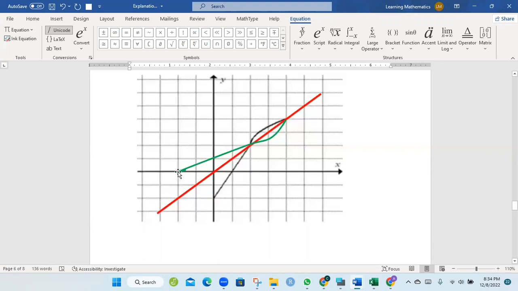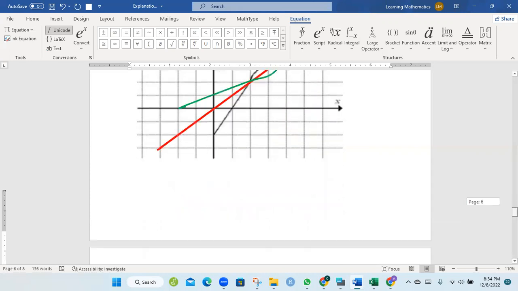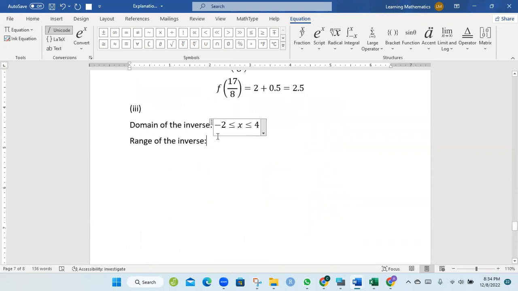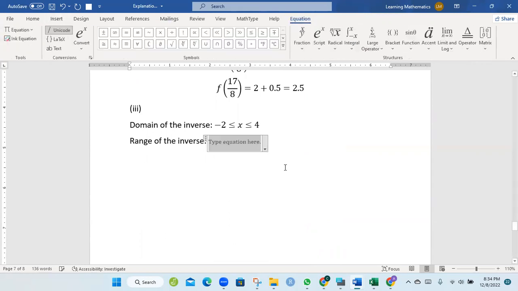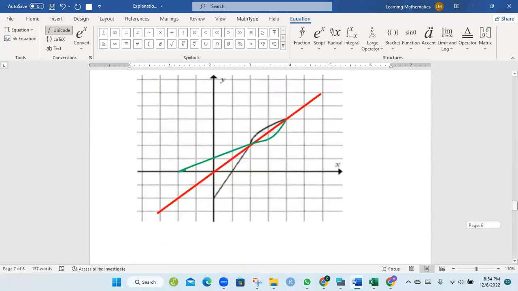And the range now will be from 0 to 4: 0, 1, 2, 3, 4. That will be the range of the inverse. The range are the y values, so we have to use the letter y, from 0 to 4. That will be the range of the inverse. Remember, the one in green is the inverse.